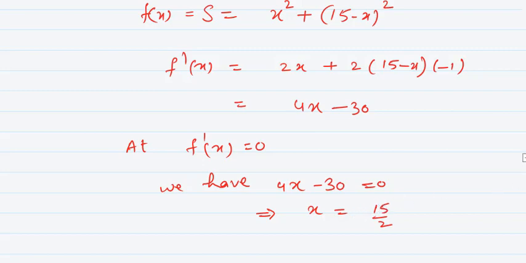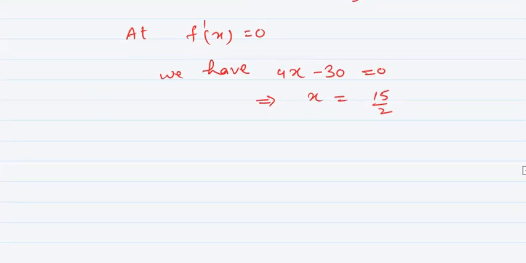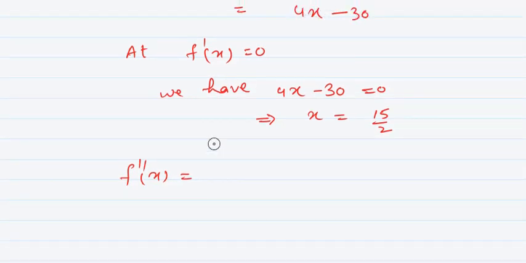What is step number 3? Step number 3 is to calculate the double derivative, that is f double dash x. And clearly f double dash x of 4x minus 30 is 4, which is positive. As you have already stated, if the double derivative is positive, then the particular value of x which we are discussing is the point of minima, and the corresponding value is the minimum value.